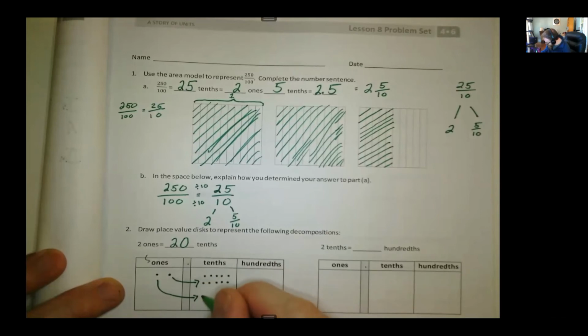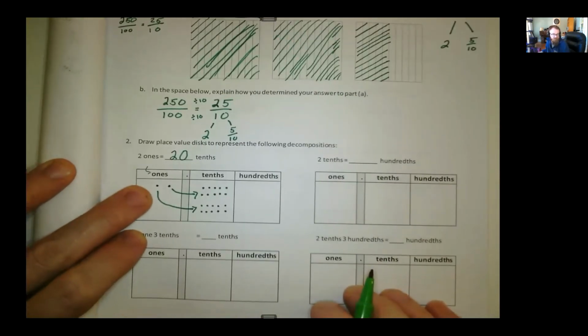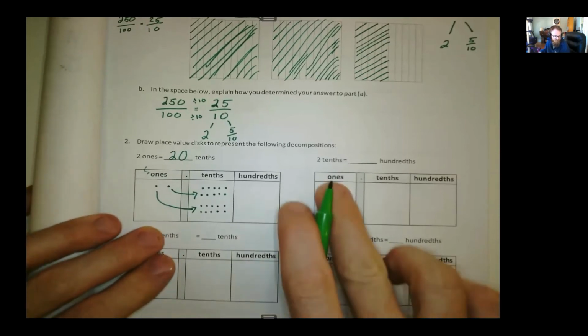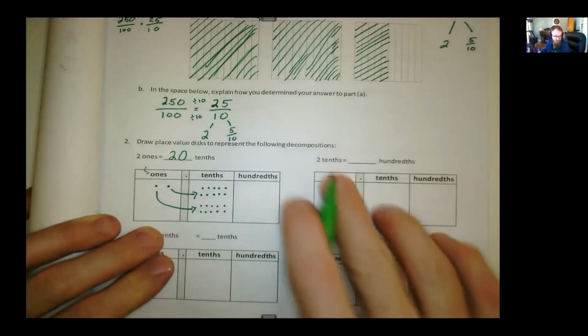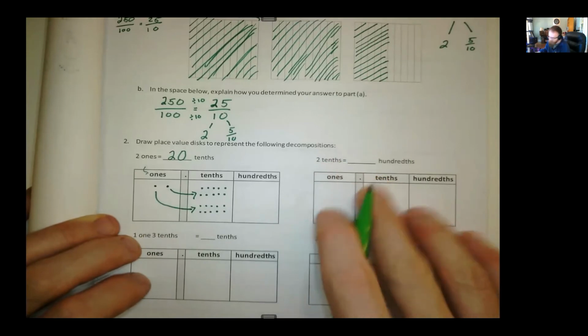So there's 1 whole as 10 tenths, 1, 2, 3, 4, 5, and here's a second whole, 1, 2, 3, 4, 5, as 10 tenths. 2 ones decomposed into 10 tenths. Let's do it again for this second part. 2 tenths decomposed into hundredths.